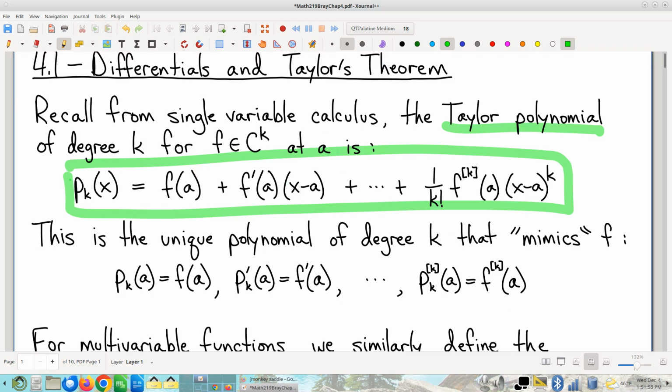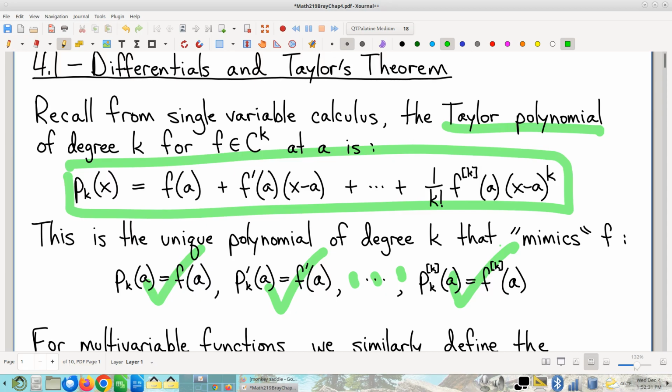And there's different takes. I like to think of it as the unique polynomial of a certain degree that mimics the function you're interested in as much as is possible, and specifically what I mean by that is it has the same value as the function you're interested in, the same derivative, the same second, third, fourth derivative, etc., all the way up through and including the same kth order derivative of the function you're interested in at the point in question, at the point A, of course.